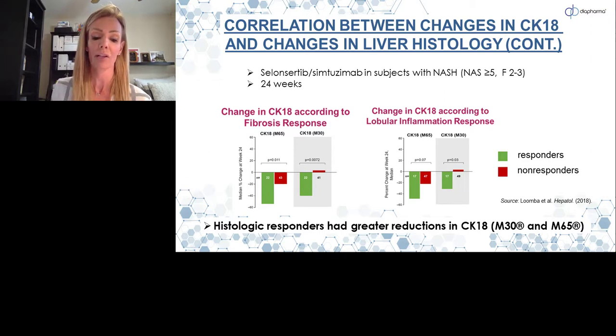surrogate for histopathology in NASH trials, but rather using CK18 as a secondary endpoint could provide valuable early insight into target engagement and drug efficacy, including for NASH drugs with an anti-apoptotic mechanism of action. And it could therefore lend support in the decision-making process whether to proceed with further clinical studies.